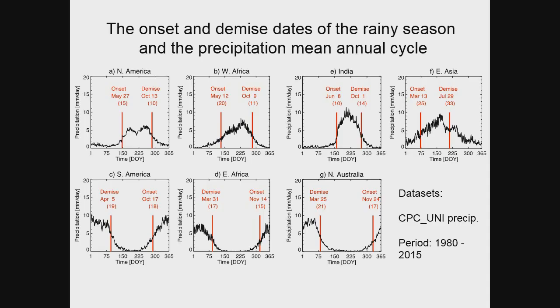So again, just observations. These are the mean annual cycle of precipitation for all those regions. And in red here you have the dates for onset and demise. And in parentheses, again, is the interquartile range. So you see it varies quite a lot from region to region. We have a very small variance over the Indian monsoon region, and quite large variance over the Northern Australia monsoon. But you see the method captures pretty reasonably the period where there is a shift in the regime.